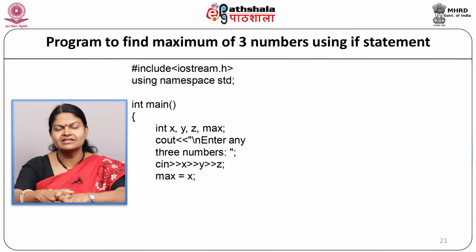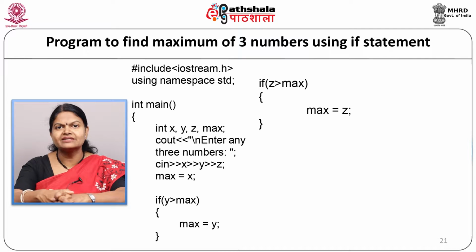Now we will check whether the second number is greater than max or not. Here we will use a simple if statement. If y is greater than max, if this particular condition is true, then we will start with the main bracket and assign y to max as max = y. Our if condition ends. Now we will check whether our third number is greater than max or not. So our simple if statement will follow here. If z is greater than max, then max will be equal to z, the bracket completes.